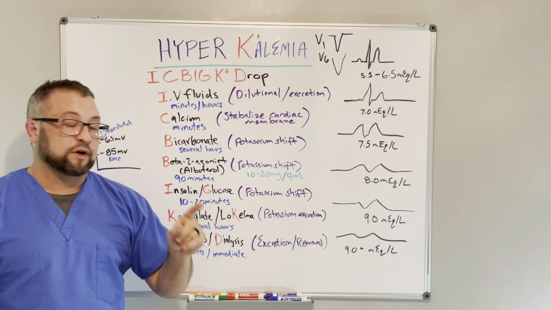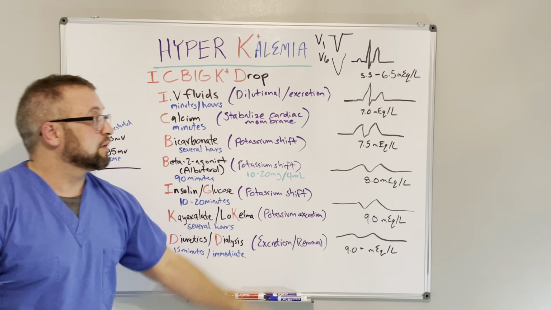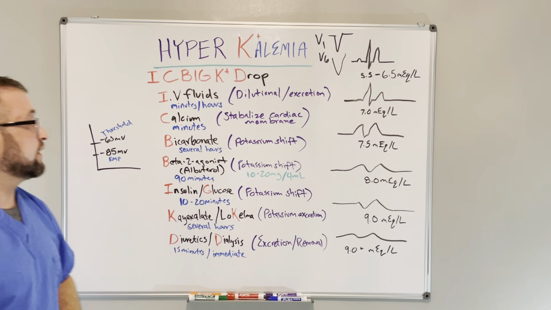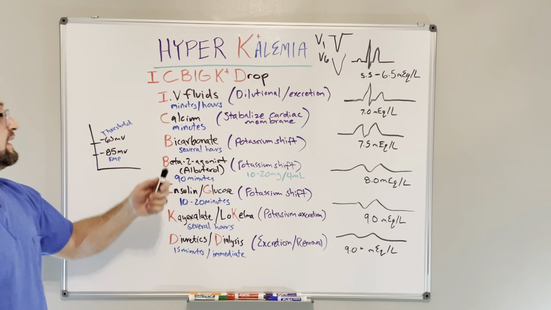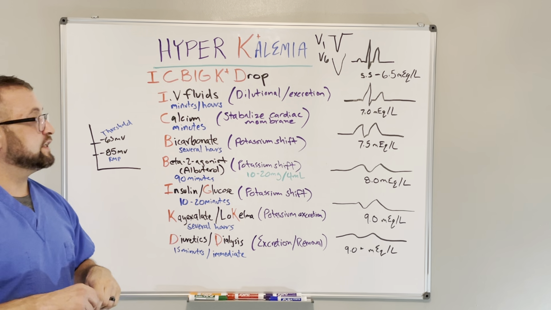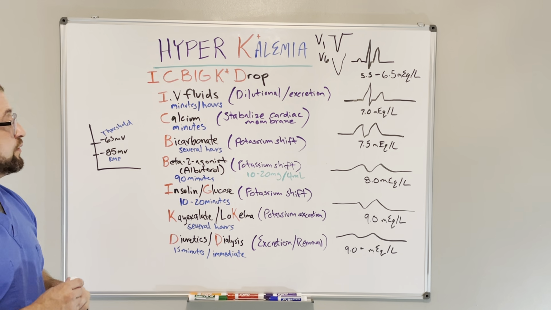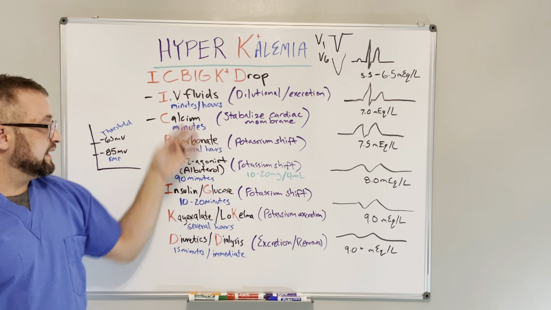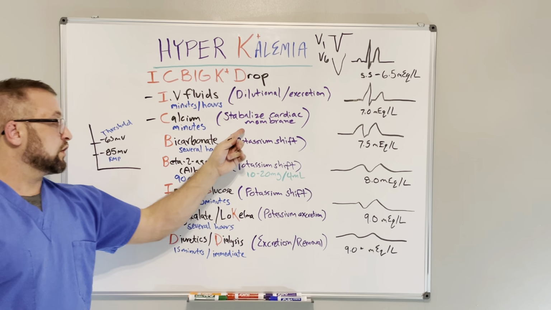So the first thing we want to do is stabilize that cardiac membrane because we don't want their heart becoming paralyzed. We don't want them going into cardiac arrest. So the first thing we need to do is give calcium. And the reason why is it stabilizes that cardiac membrane potential. We have videos on that you can watch if you want to go deeper on that. So big take home point, if I can get to any of these first, I'm going to give this. It's going to start working in minutes.